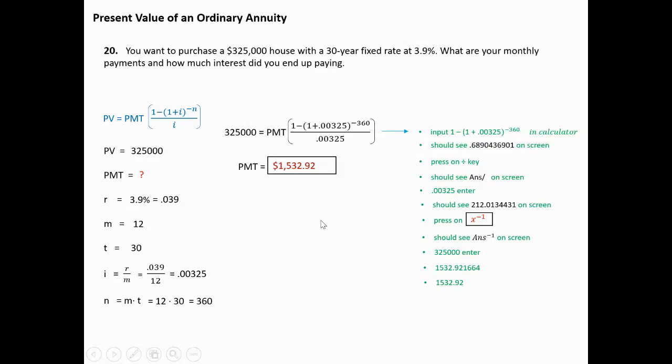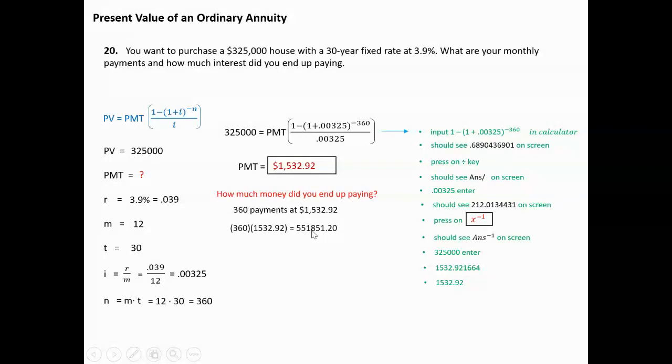Okay, but now let's see how much money that you actually put into the house. The house was worth $325,000. You made 360 payments at $1,532.92 every month. So we're going to multiply those up. So this is how much money you actually paid for the house: $551,851.20. Right? That's how much you paid for the house.